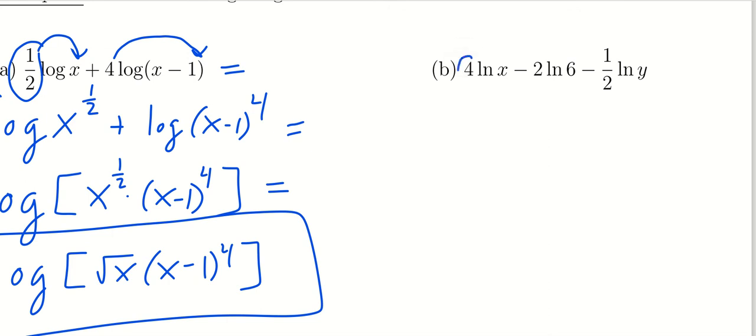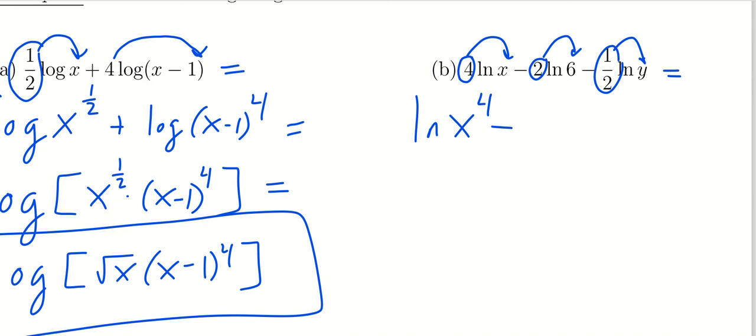Again, to start off, what we want to do is bring each of these factors on the inside as an exponent. That's the power rule for logs. This is going to become the natural log of x to the fourth minus the natural log of 6 squared minus the natural log of y to the 1/2.